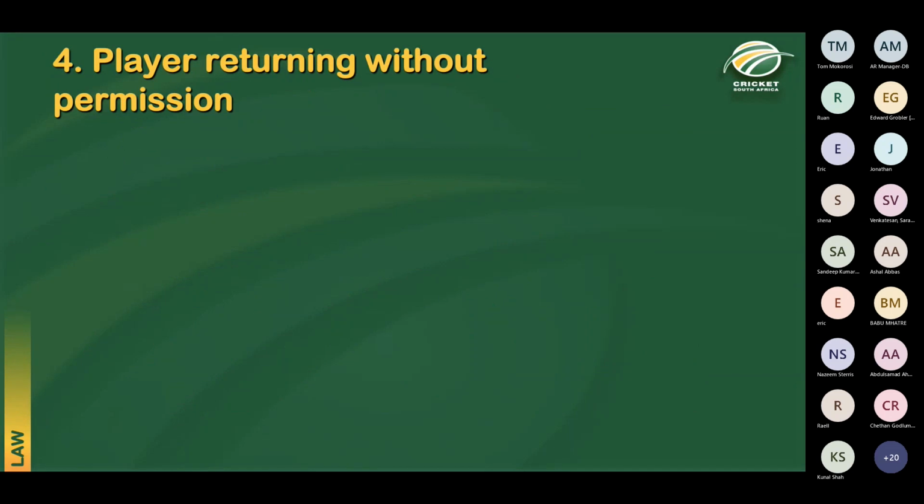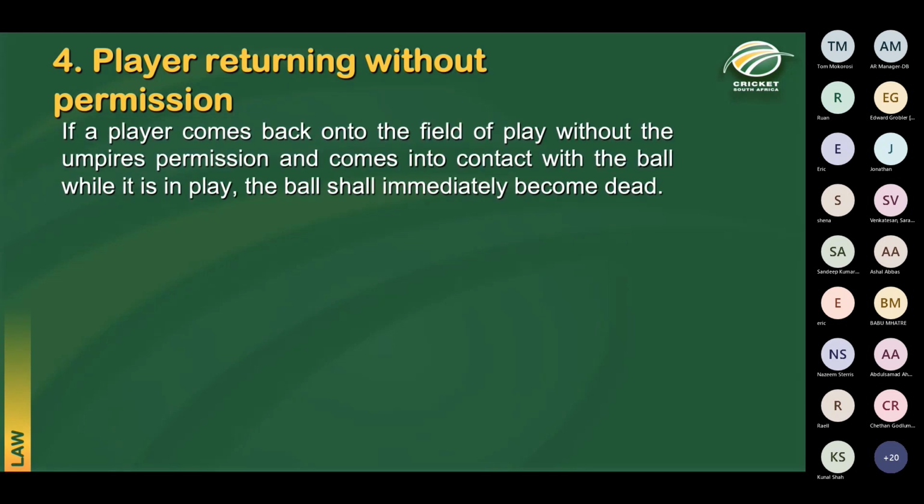Then we have the example of players returning to the field without permission from the umpires. What happens then? Law tells us that if a player comes back onto the field of play without the umpire's permission and comes into contact with the ball while it is in play, the ball shall immediately become dead. We covered this in dead ball law last week.